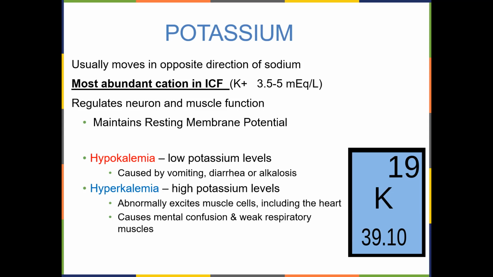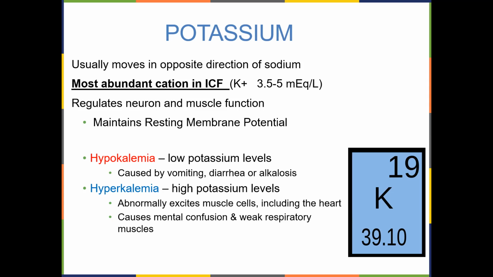Problems with potassium. Hypokalemia. Remember, if we see hypo, it means lower, hyper means above. Hypokalemia, low potassium levels. You get that with vomiting, you get that with diarrhea. A lot of water loss, you lose some potassium. Hyperkalemia, excessive levels of potassium. This can be fatal. High levels of potassium will excite our muscle cells. The high levels of potassium can drive us into a hyperpolarized state. It can stop the heart.